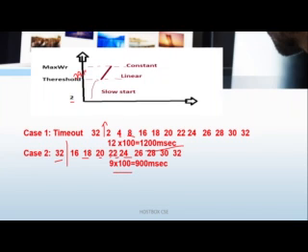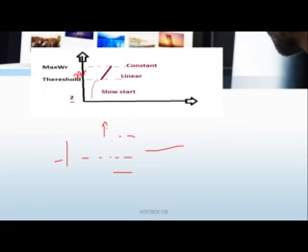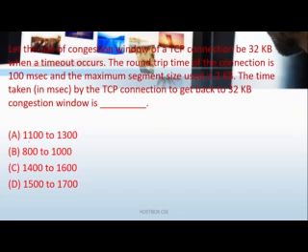So now the correct answer is case 1, 1200 milliseconds, and case 2, 900 milliseconds. They initially start with 2, slow start, then there is a threshold value after which it avoids congestion, then after some time it becomes constant. So at last we pick the answer of case 1, that is option A, 1100 to 1300.